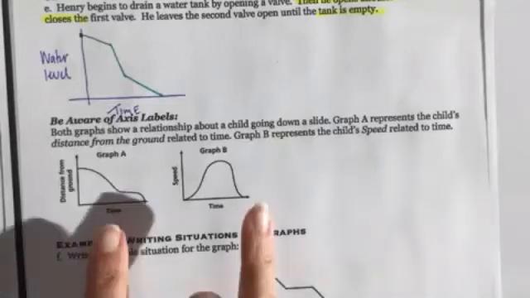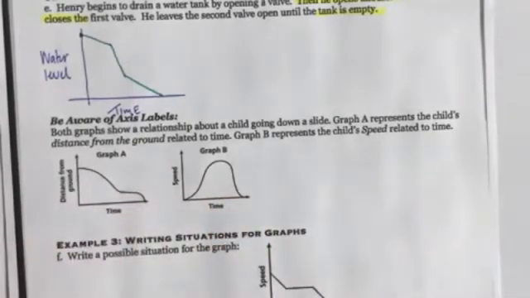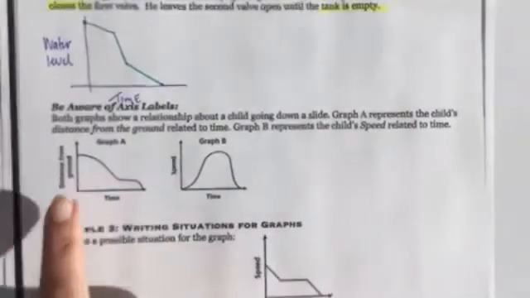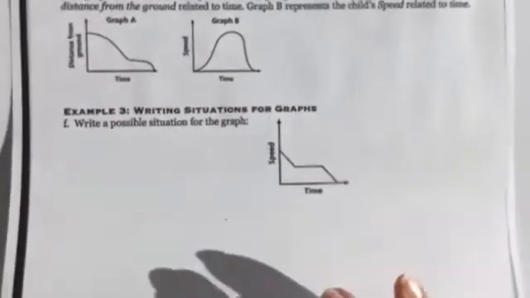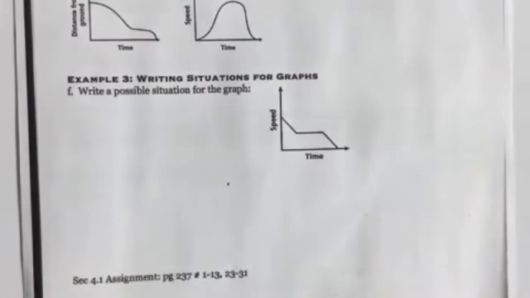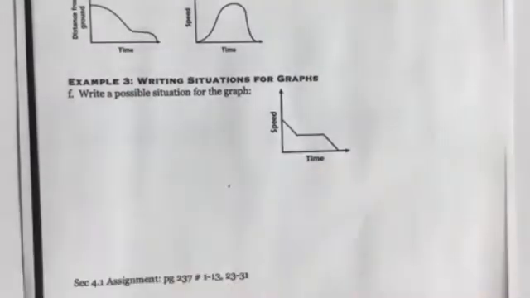So pay attention, these graphs look completely different, but they're graphing technically the same experience, just showing different variables, okay? So one was showing distance from ground, one was showing speed. So pay attention to those types of things. And the last one is being able to write a situation for a graph. So this is like being creative, making it up, having fun with this. So this one has time and speed. And it could be absolutely anything that would be relatable. So something that can move.